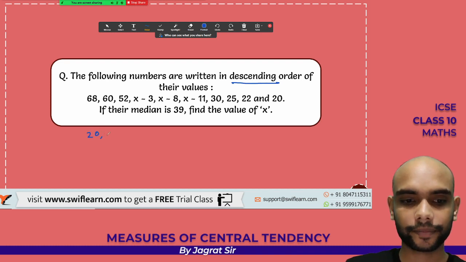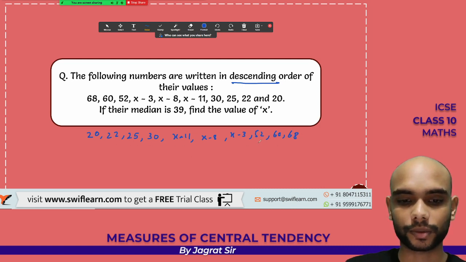So 20, 22, 25, 30, x minus 11, x minus 8, x minus 3, x minus 52, 60 and 68. So now we have arranged them in ascending order from smaller to bigger. So let's see now how many numbers are they.